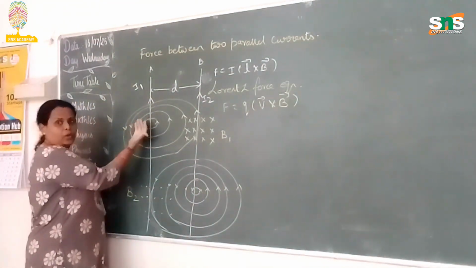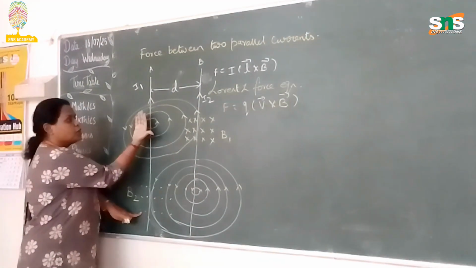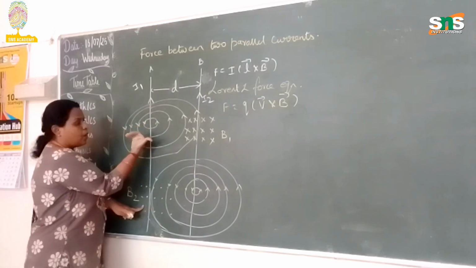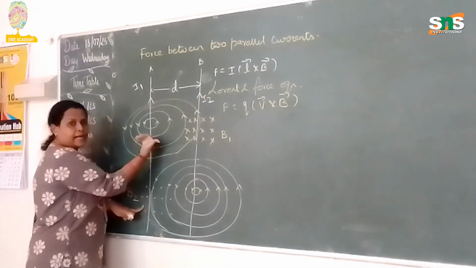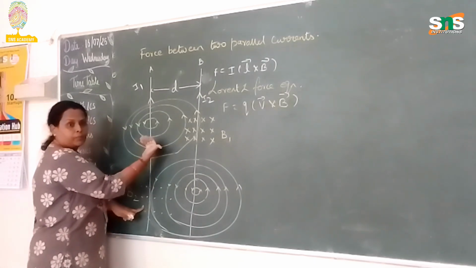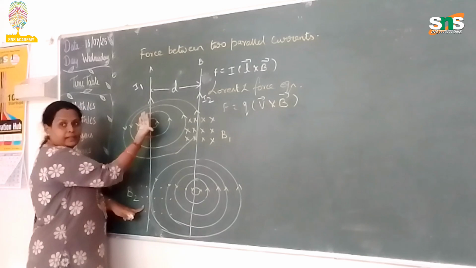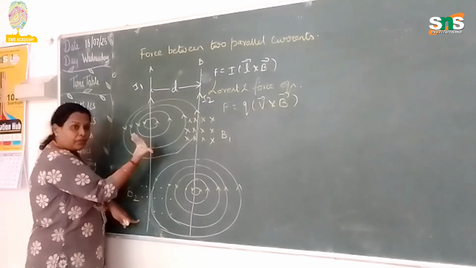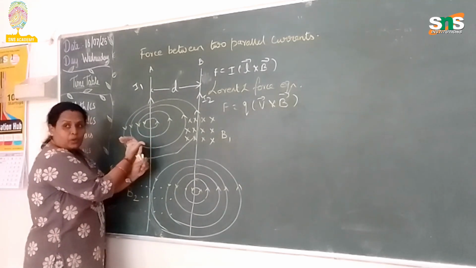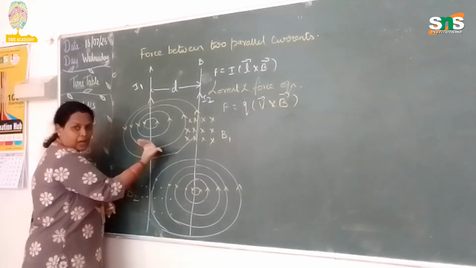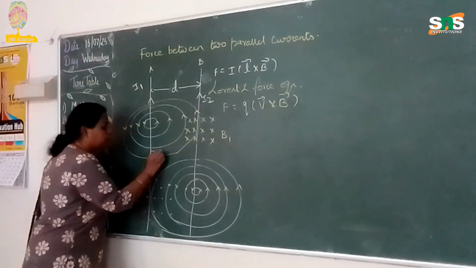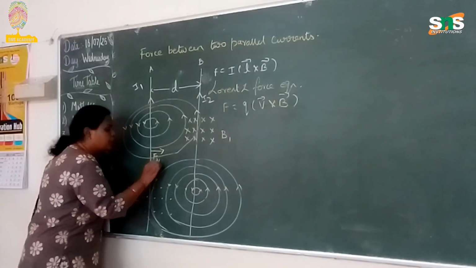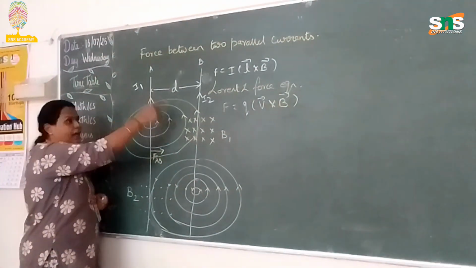Here the current is going upwards and the field is outwards. So what is the direction of force? Current upwards, field outwards, so you curl your fingers outwards. The direction of the thumb gives the direction of the magnetic force, which is in between the two wires. This is the force exerted on A due to B.